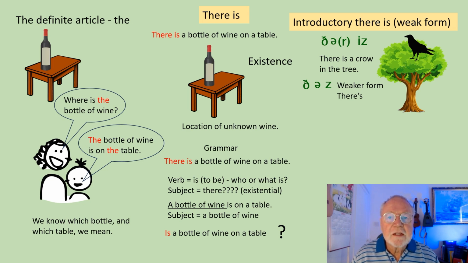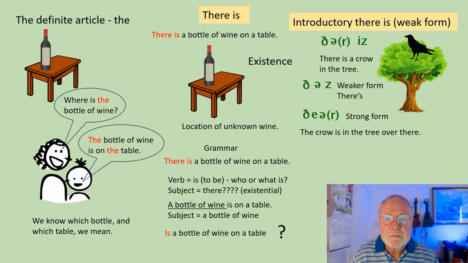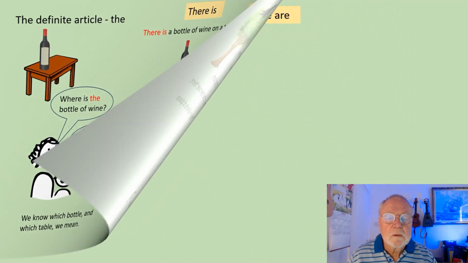The word there in English can also be an adverb of place, but there is a difference in the pronunciation. It's a much stronger form and sounds like there. The crow is in the tree over there. So you can quite easily tell whether you're looking at an adverb or an existential there is. There is an adverb of place.